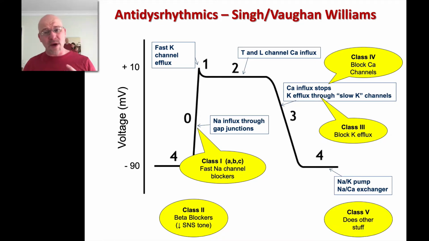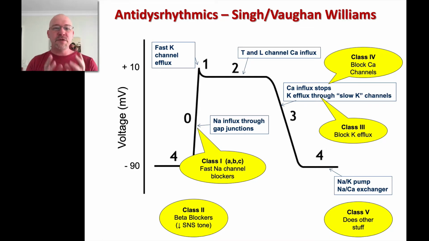And then later on, a little bit after Dr. Brahma Singh, we added a class 5 because we realized it doesn't quite fit with this. And what we've come to realize is that this is a little bit of a forced classification. It's not a bad way to do it, but there are better ways, and the Sicilian gambit, I think, is a much better way to do it, and that's why I'm going to talk about it. So this is the essence of the Singh-Vaughan Williams classification.